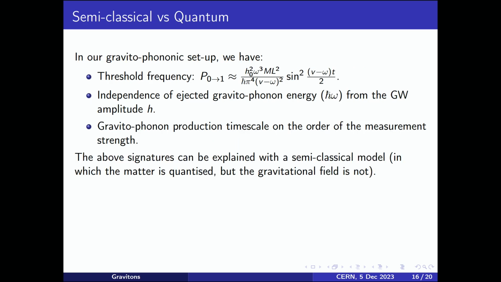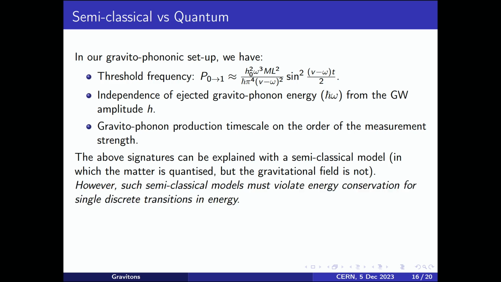So the caveat here is that, okay, Einstein explained the photoelectric effect in terms of photons in 1905, but many years later, others came up with semi-classical models which can also explain the photoelectric effect without quantizing the electromagnetic field. An example of this is the Rabi model, which many of us learned in undergraduate physics, which can explain transitions in atoms without quantizing the electromagnetic field. However, the caveat there is that these semi-classical models must violate energy conservation for single discrete transitions in energy.